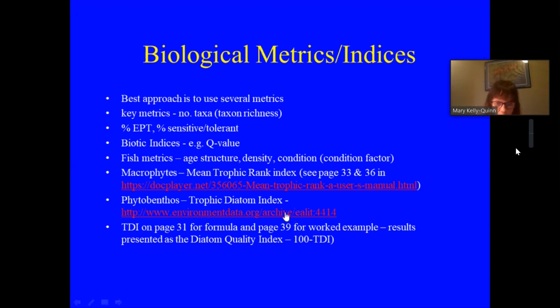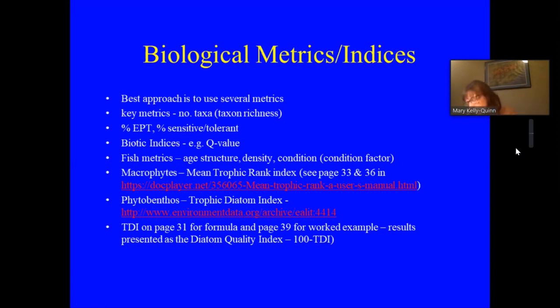And I've given you a link here to the index. The index calculation is mentioned on page 31, the formula. Page 39 has a worked example. What we normally report is the trophic diatom index, but you can also convert it into a diatom quality index, which is essentially 100 minus your TDI. So the TDI is the one that I think you will be calculating.